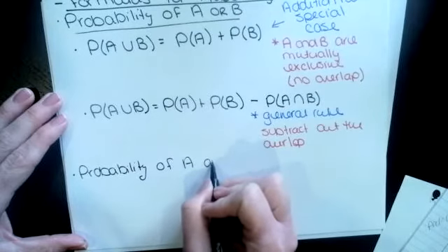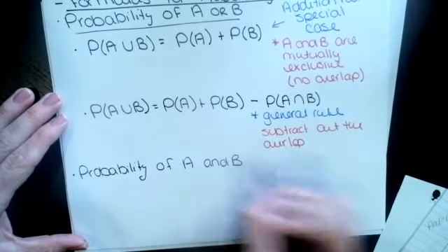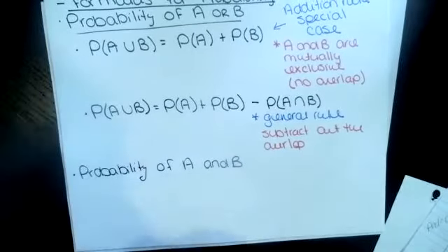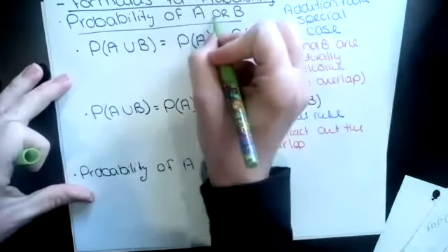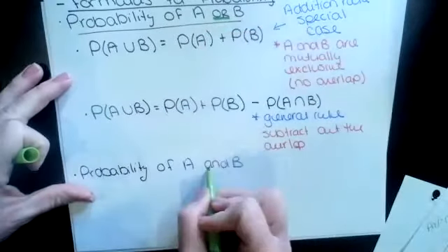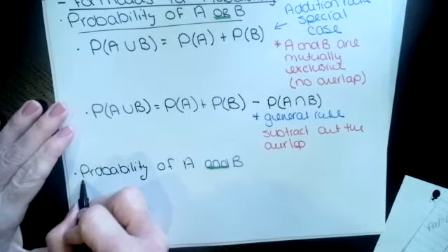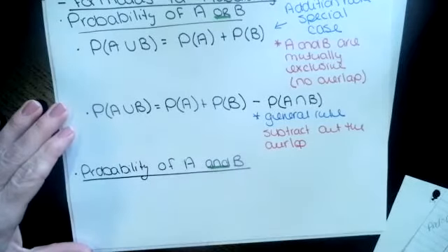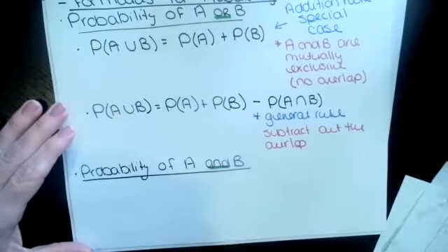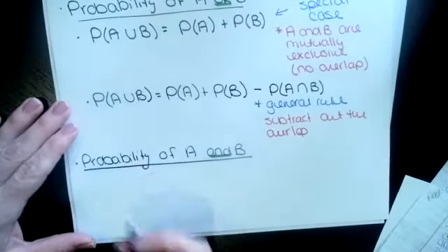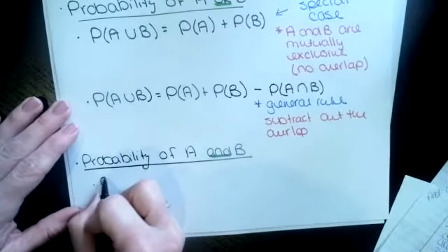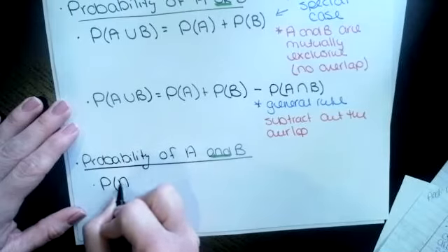of A and B. So this is my and. So let me just kind of recognize, okay, we're looking at or here, we're looking at and here. And is the intersection, and is the overlap. I'm going to give you the special case today for this one. So I'm going to write it out in the notation. So we have the probability of A.